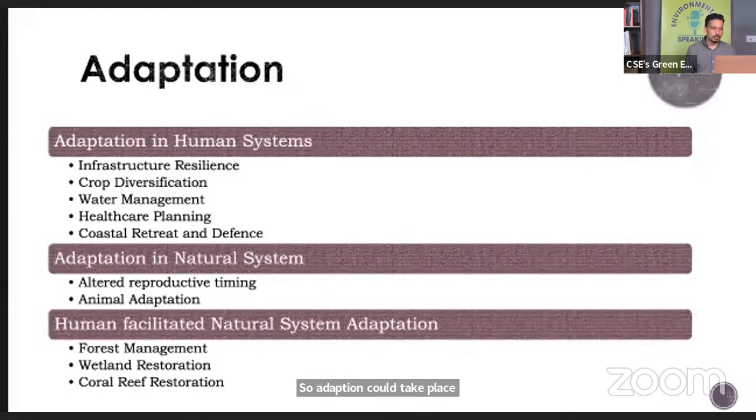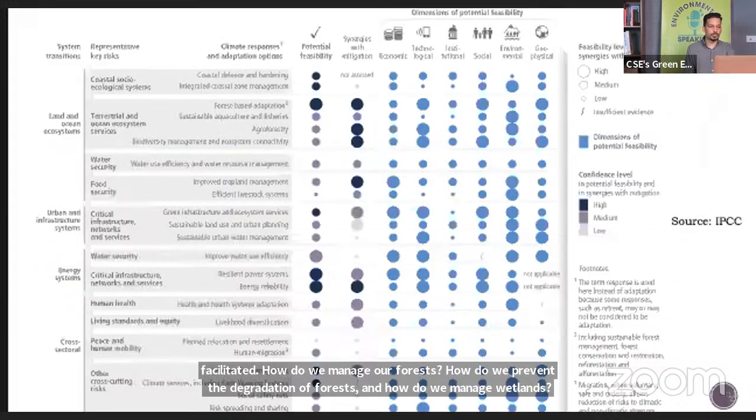So adaptation could take place in different systems. In human systems, you could have, let's say, agricultural practices like crop diversification, where you avoid monoculture practices. You could also get into water management practices. Then there are adaptation in natural systems, how natural ecosystems adapt to the problem of climate change. And then there could be human facilitated natural system adaptation. How do we manage our forests? How do we prevent the degradation of forests? And how do we manage wetlands? So these are some of the techniques, solutions under adaptation.